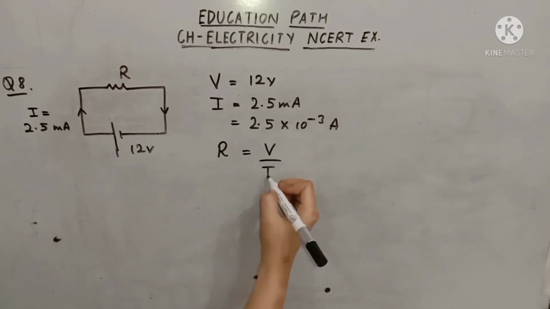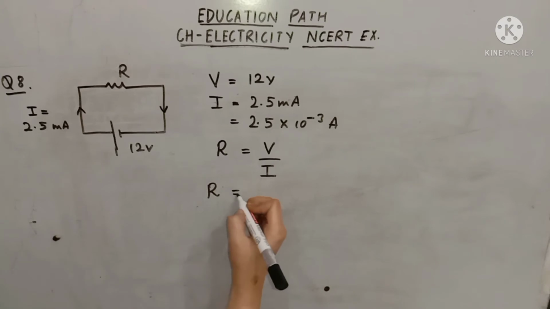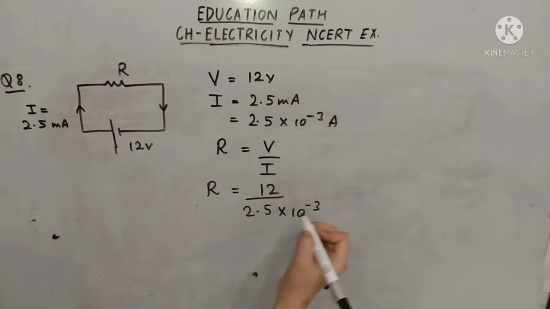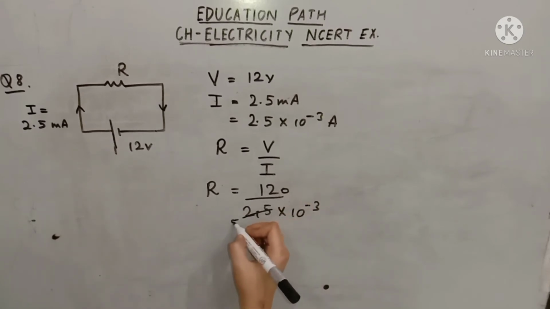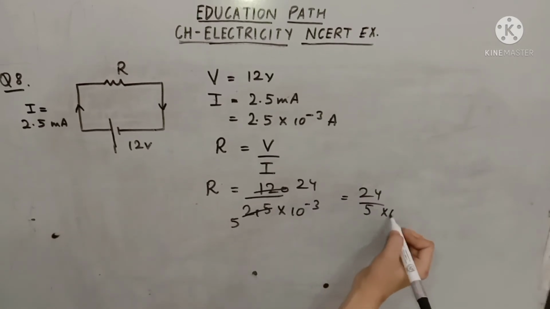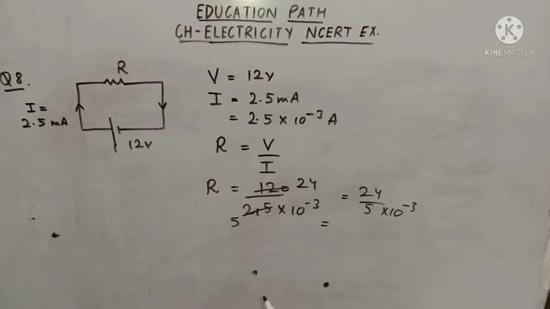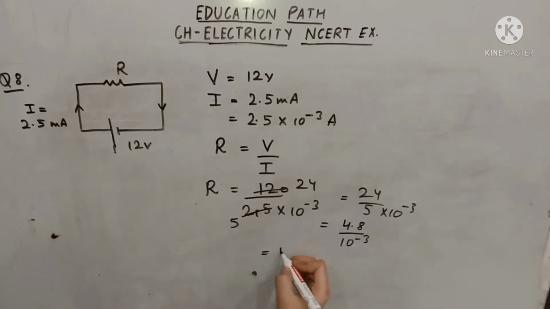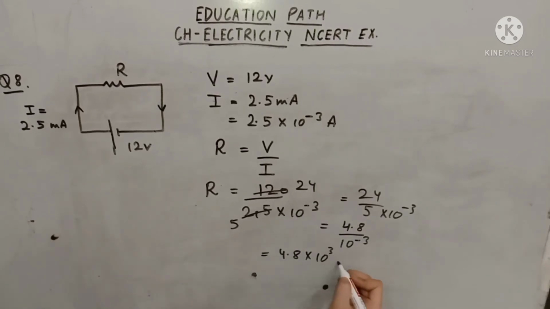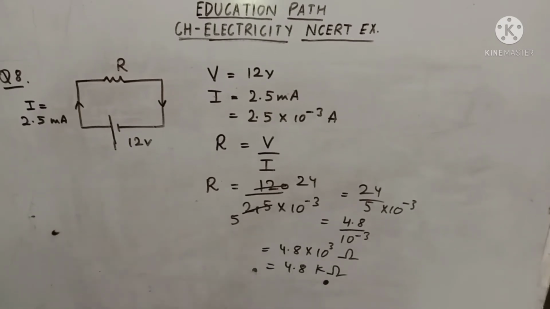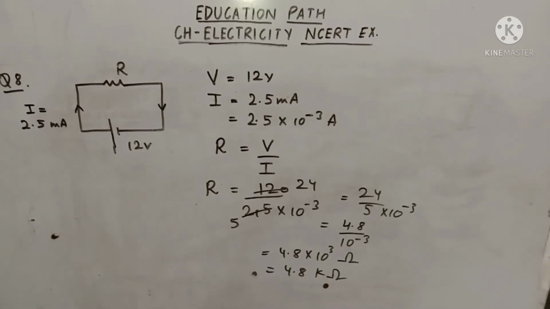Resistance is V upon I. Resistance is voltage 12 upon 2.5 into 10 to the power minus 3. On solving, 24 upon 5 into 10 to the power minus 3. 24 divided by 5, we will get 4.8 upon 10 to the power minus 3, which is 4.8 into 10 to the power 3 ohms. We can write 4.8 kilo ohms. This is the value of resistance of the resistor.